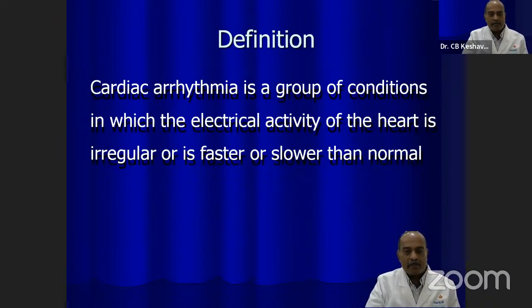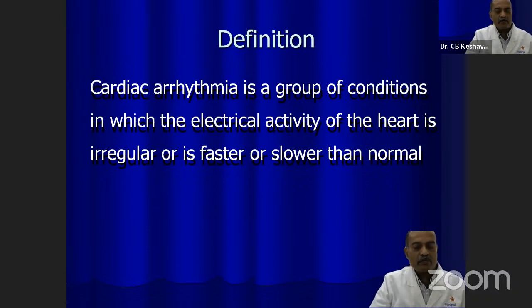So cardiac arrhythmia is a group of conditions in which the electrical activity of the heart is irregular or is faster or slower than normal. That is the simplest definition of a cardiac arrhythmia. Cardiac rhythm means everything is happening rhythmically, smoothly. There is a sequential activation of the heart muscles.